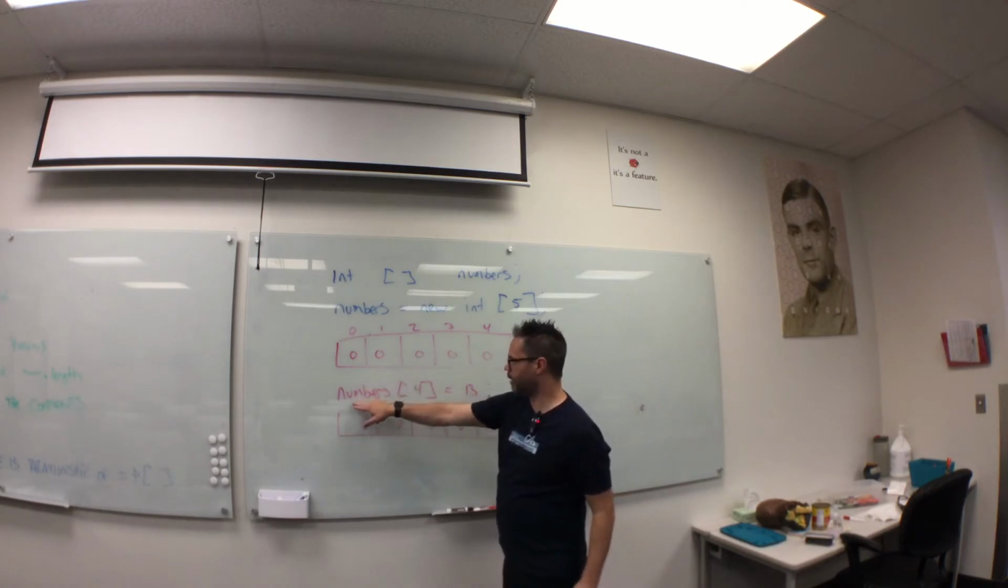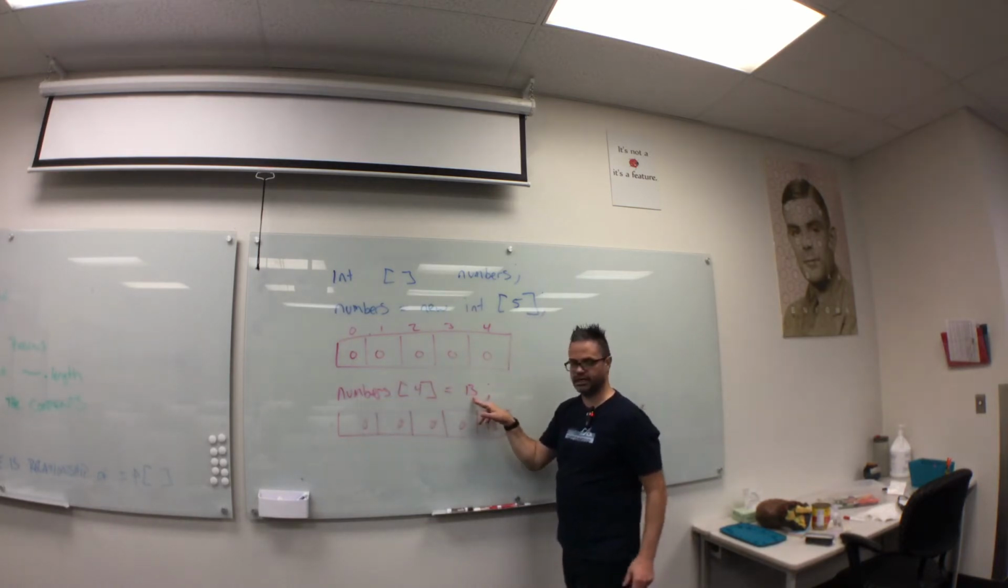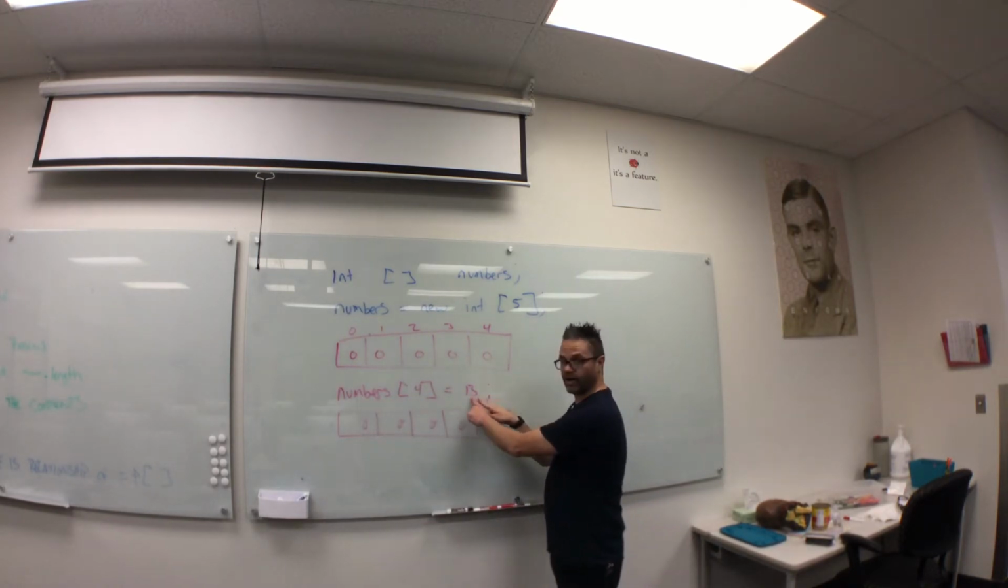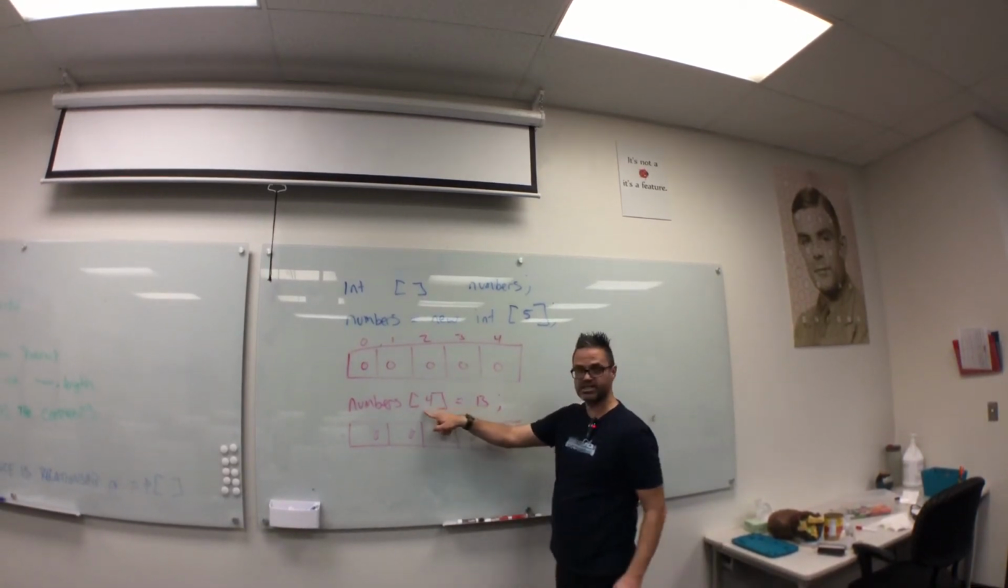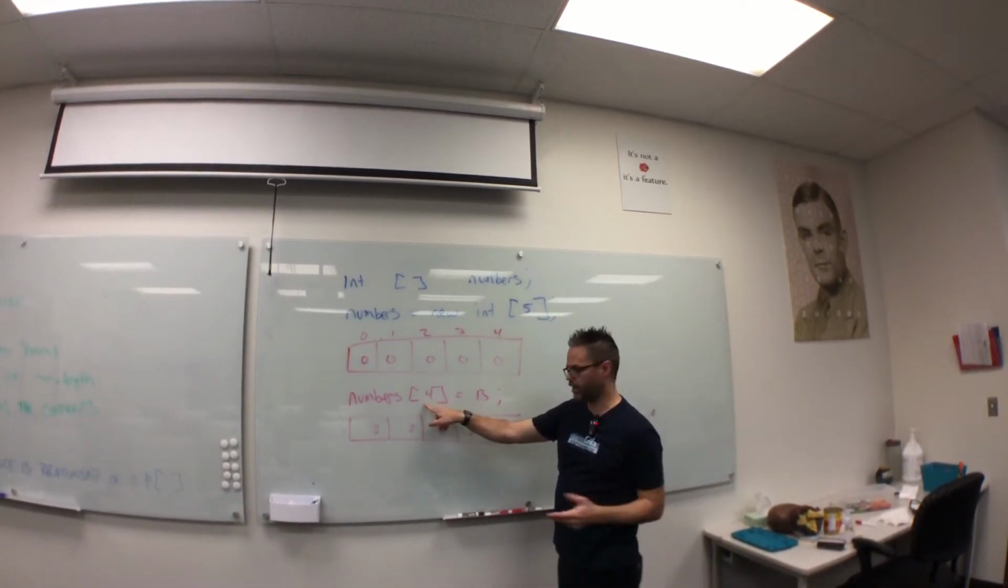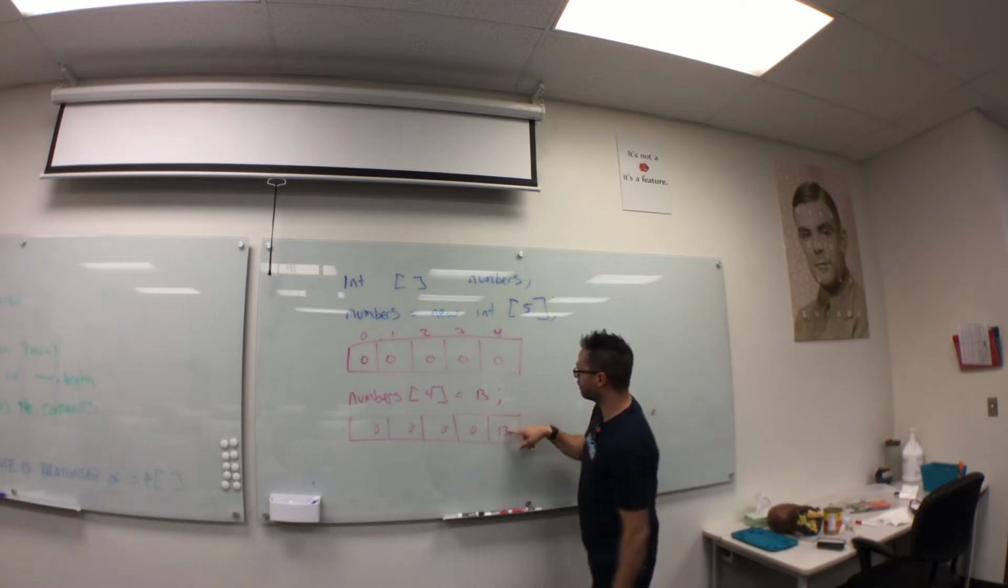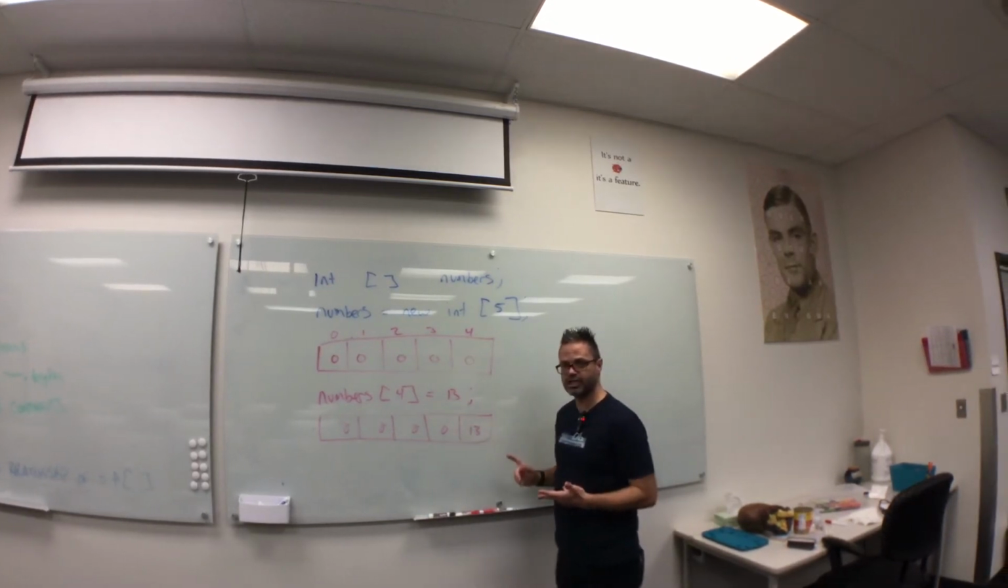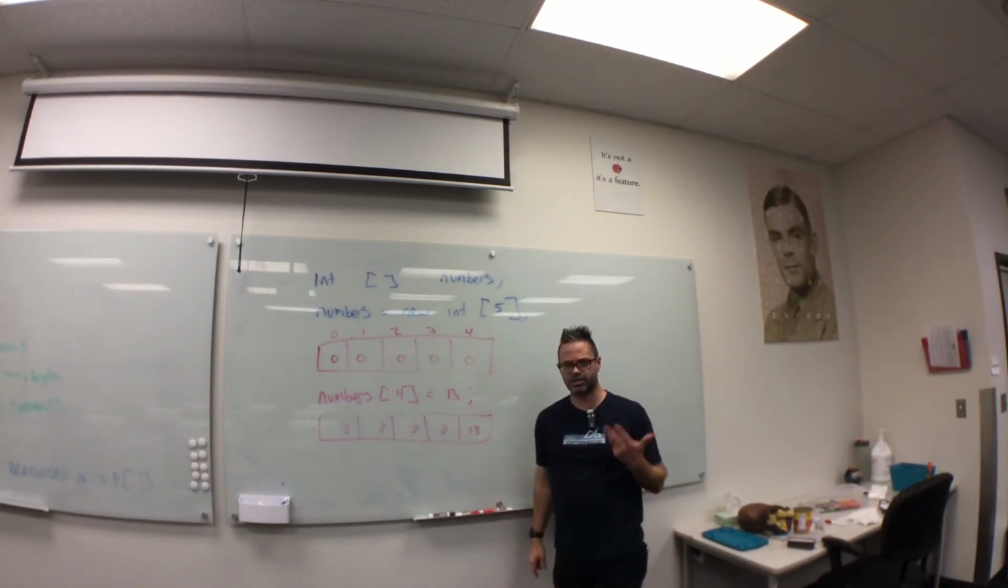So now I have numbers sub 4 equals 13. What that's going to do is take the value of 13 and store it inside index 4 of that array. And so that 13 comes in here, it replaces the 0, and it's now 13. What happened to the 0? It's gone. It's thrown away.